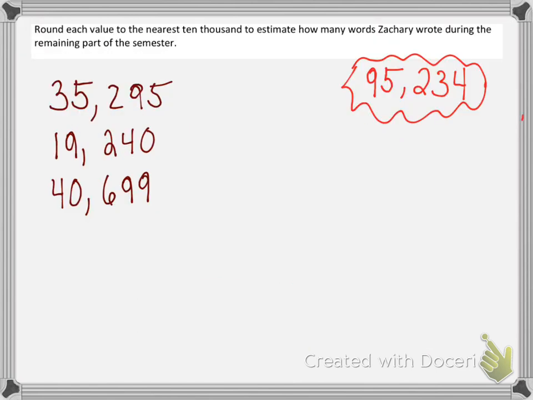Okay, so now we got to round each value to the nearest 10,000 to estimate, to see how many words Zachary wrote during the remaining part of the semester. So we want to see if our answer was reasonable or not. So we are going to round to the nearest 10,000. There's the 10,000 spot. Let's get our rounding symbol.